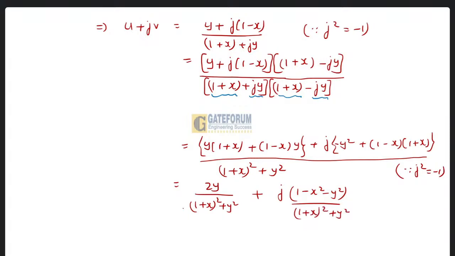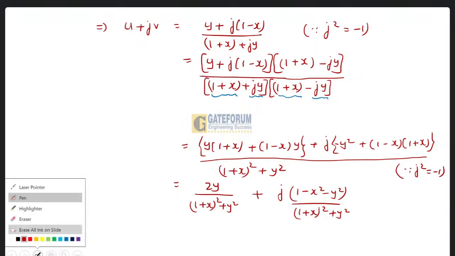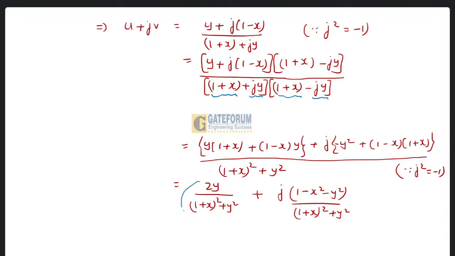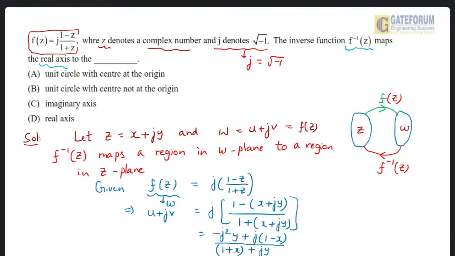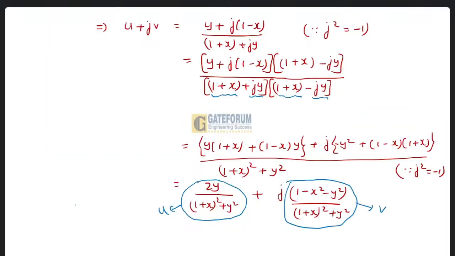So equating real and imaginary parts, you will be getting u and v. So this is u, and this term is v. Now, region in the W plane. What is given in the question? F inverse Z maps the real axis. So the region in the W plane is the real axis. So I can write here.